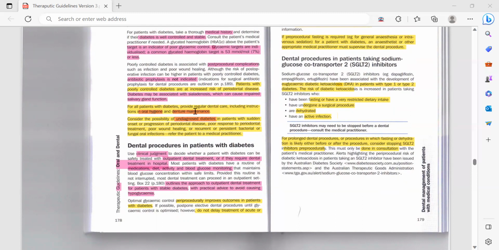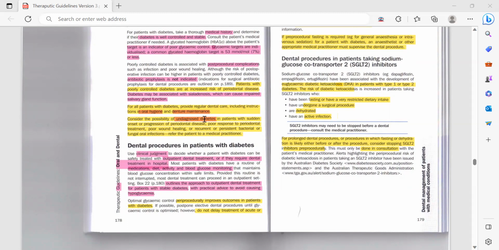And for denture maintenance, you need to advise that they take their denture out during the night time, clean it with warm water, mild soap and a soft toothbrush, and keep it in a dry medium.